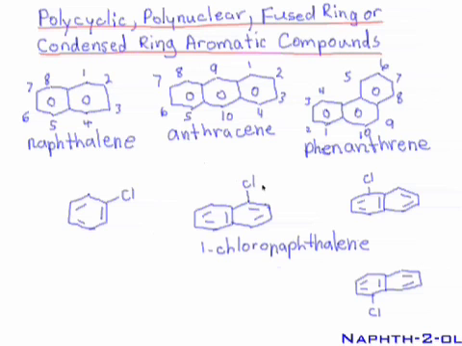Now, if you have an alcohol group, the IUPAC nomenclature for the alcohol is based on replacing the -ene ending and adding -ol. And so this would be referred to as 2-naphthol.